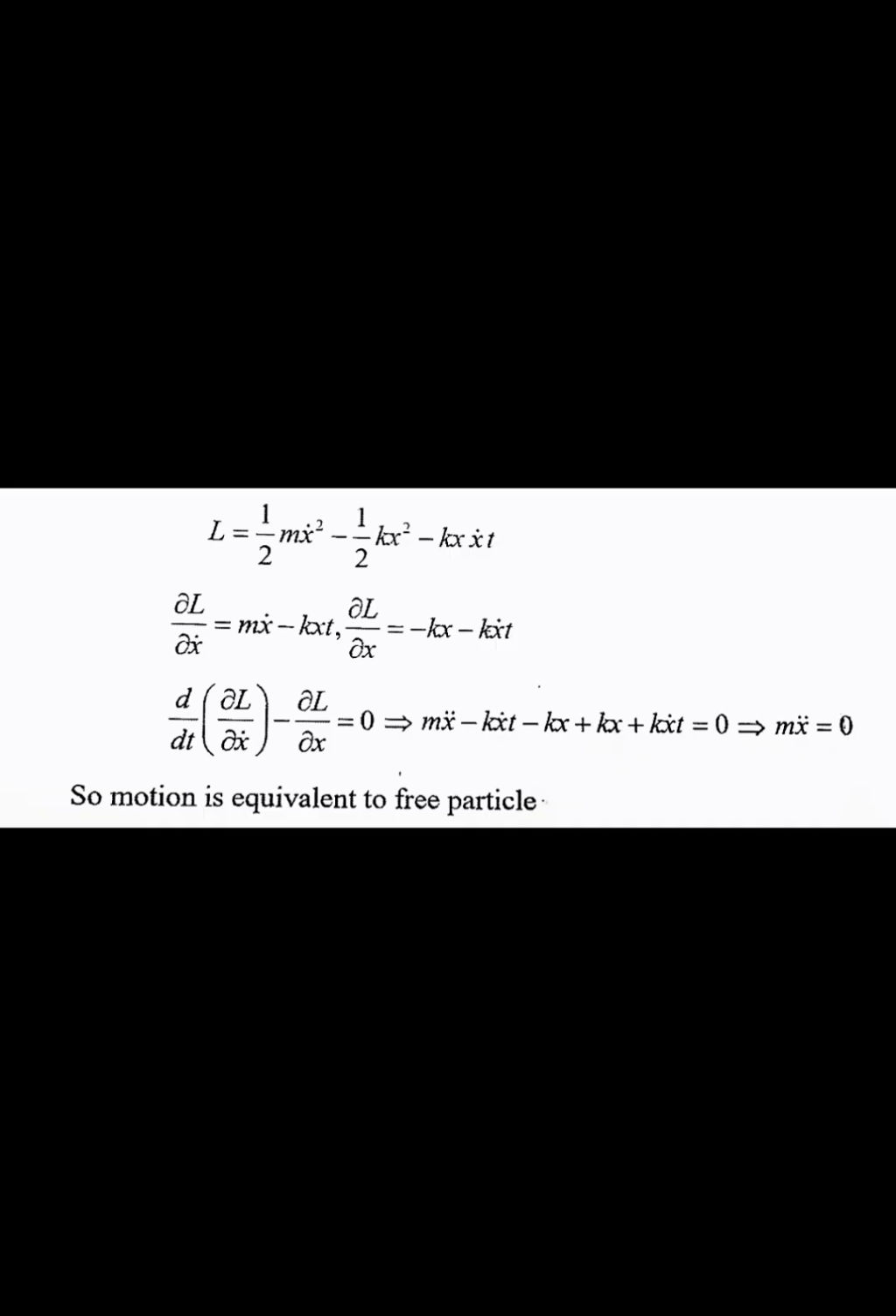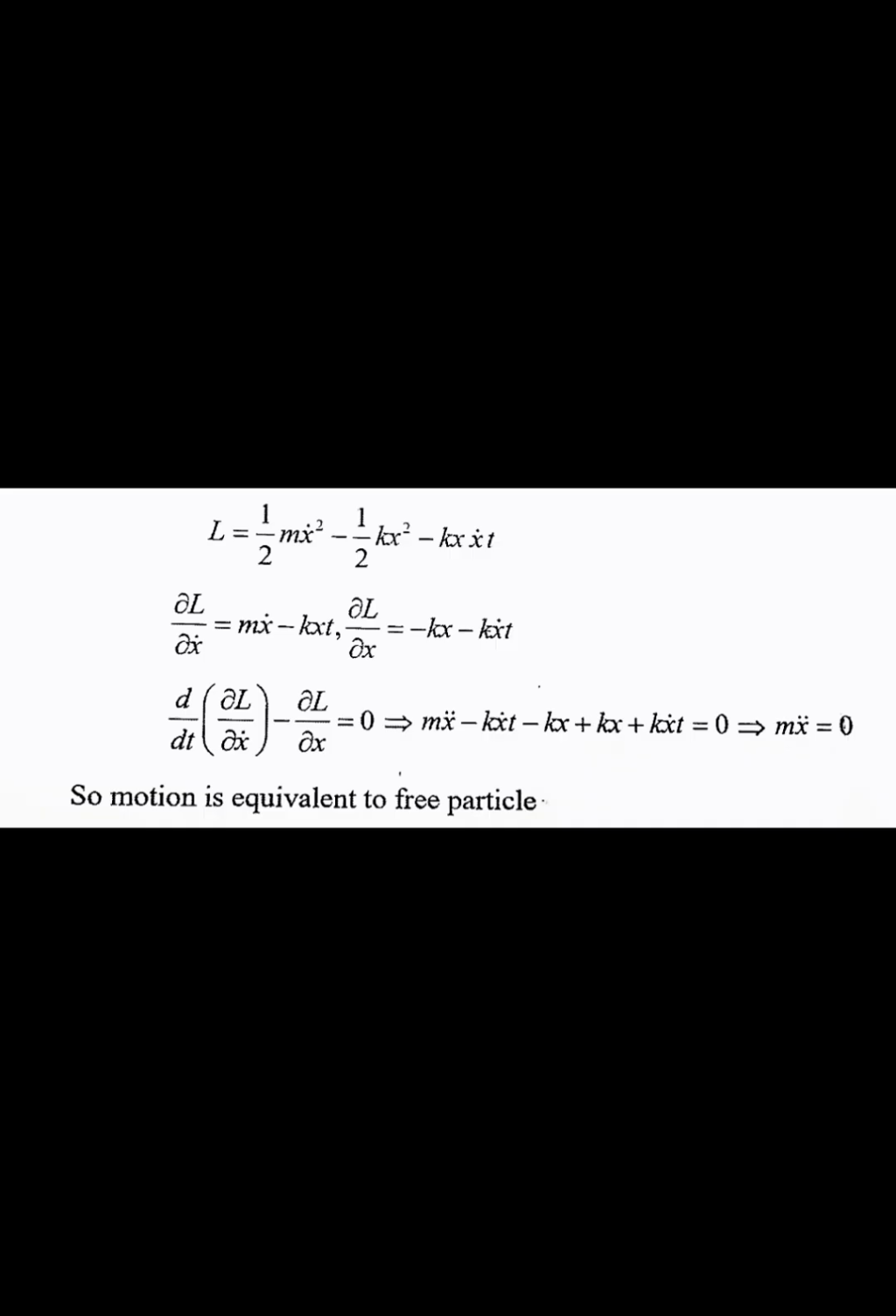From here we can calculate the equation of motion as d/dt(∂L/∂ẋ) − ∂L/∂x = 0, that is mẍ − kẋt − kx + kx + kẋt = 0, so mẍ = 0. This corresponds to the equation of the free particle, because in a free particle there is no potential energy. So the equation of motion can be written as mẍ = 0. So the correct answer is option D.